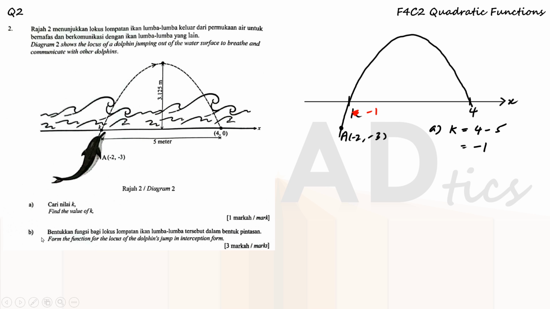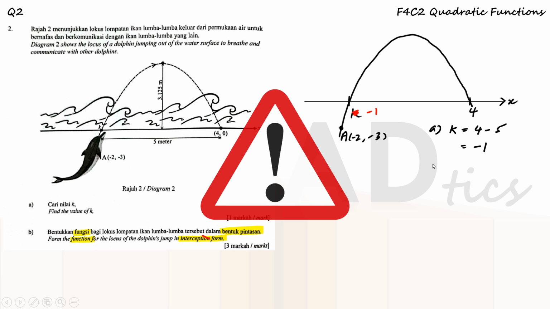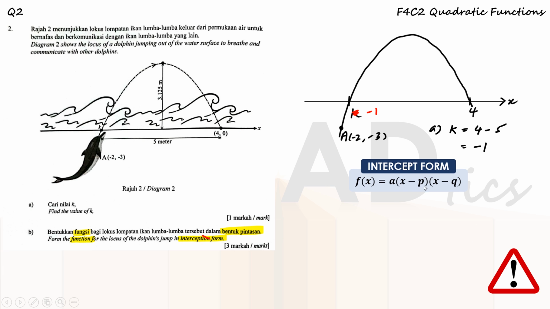And for part B, we need to form the function of this dolphin's movement in the intercept form. Right, there's a slight error here. And these are two things we need to know: function and intercept form. So what is intercept form? So this is the intercept form. So here, p and q actually represent the roots of the quadratic function, which is -1 and 4.